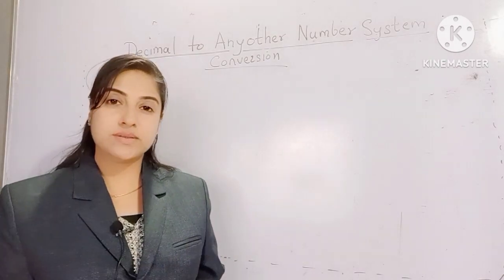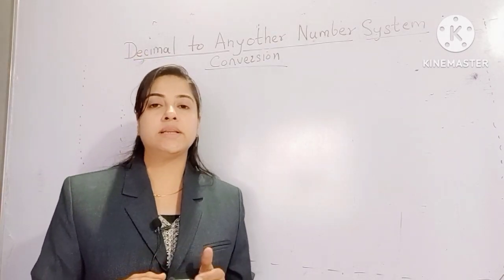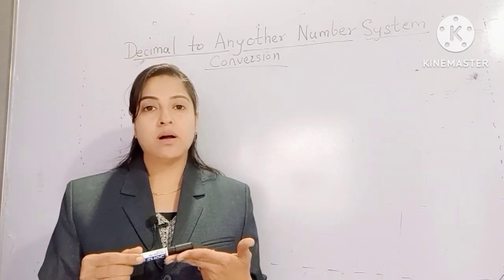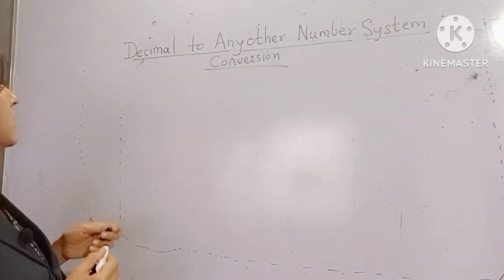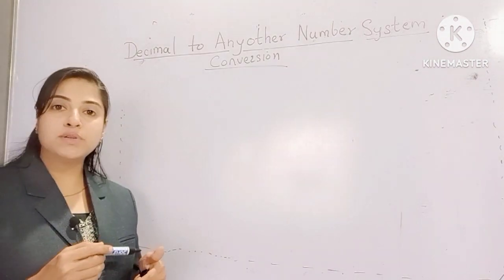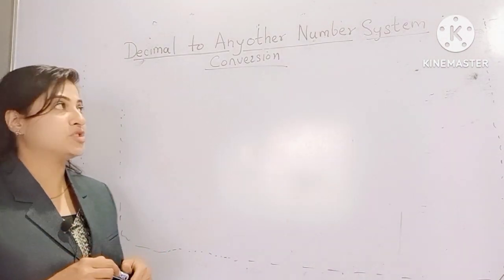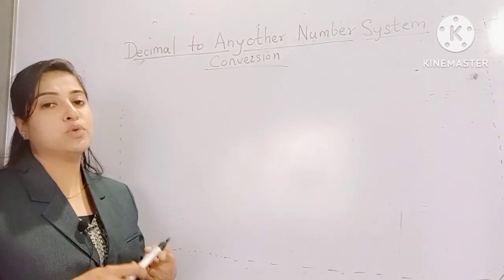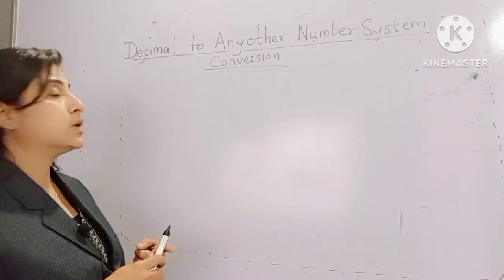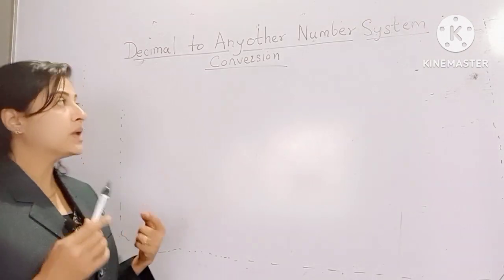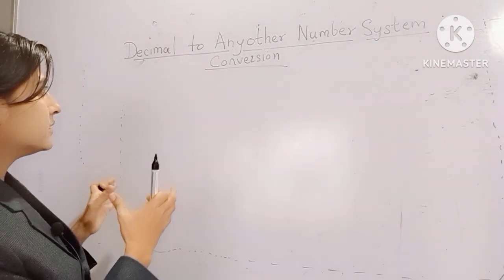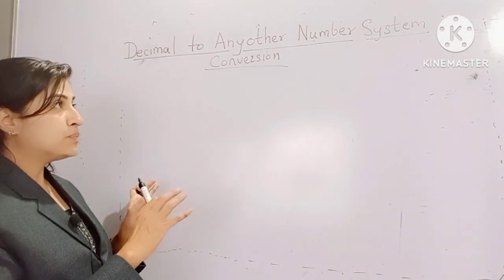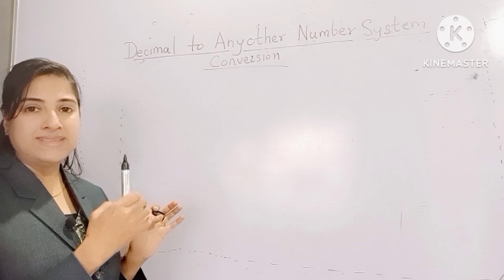Hello dear students, in the last few lectures we have covered the binary number system, hexadecimal number system and the octal number system. In this video we will be learning decimal number system to any other system conversion. Here we are going to convert decimal number to binary number, decimal number to hexadecimal number and decimal number to octal number. Why am I taking these three things in the same video? Because the process or the steps are quite similar.